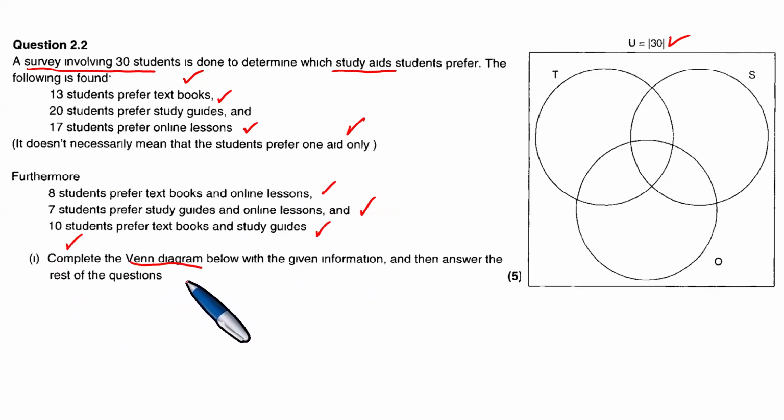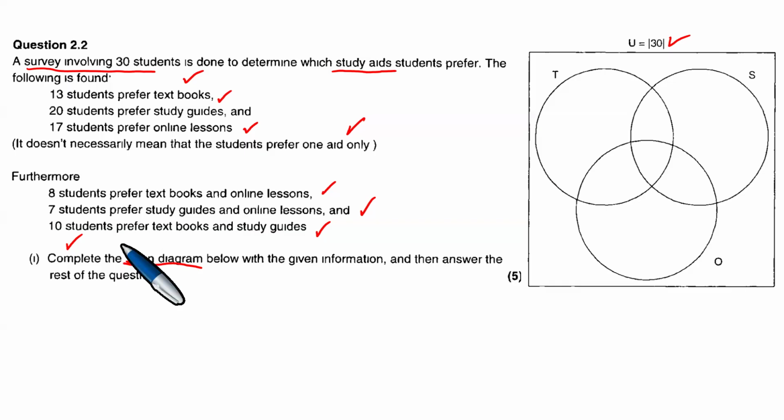Complete the Venn diagram below with the given information and then answer the rest of the questions that follow. Okay, let us ponder on this particular question and reason these together. And we find the following answers here in a step-by-step fashion. Right, so look at 2.2, we have the following. Let us reason this out together and make sure we understand this very well.